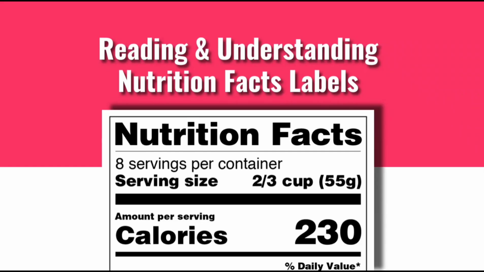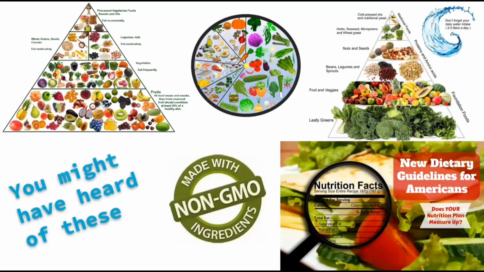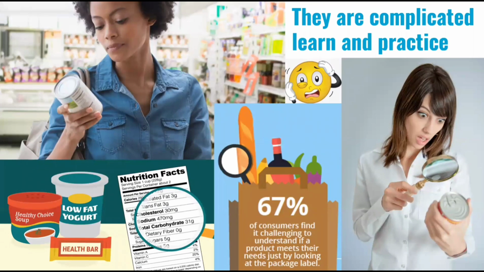In this segment, you are going to learn how to read and understand food labels. Food labels are called nutrition facts labels. They're very important because they give us information about the content and nutrients in the food products we consume. Most people have heard of the dietary guidelines and the food pyramid, but not very many can read and understand the nutrition labels. A nutrition label can look somewhat complicated and intimidating for most people who are unfamiliar with nutrition.